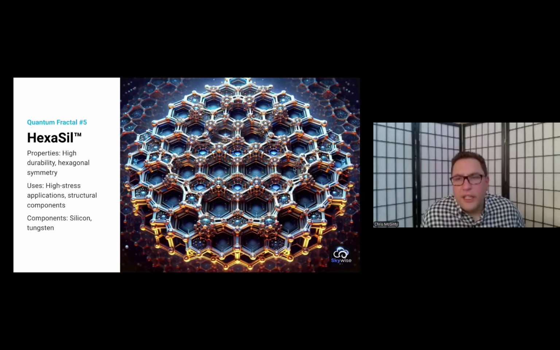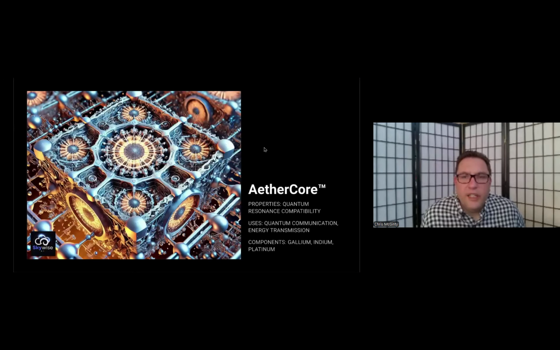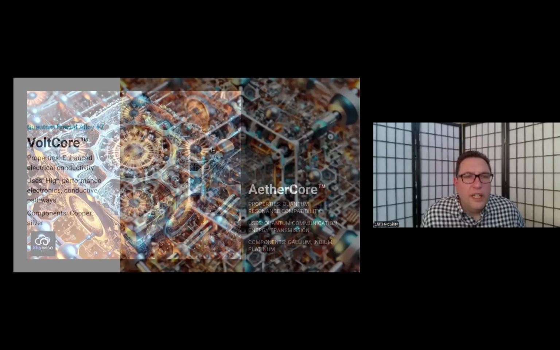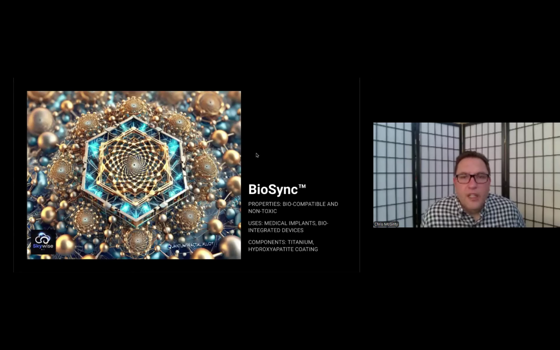EtherCore, this one is gallium, indium, and platinum that goes into this. This will be used for quantum communication, and it helps with quantum resonance, which is something that's going to be important later with the larger 6G networks. Volt core, again, this is copper and silver, but this is for high performance electronics. And again, a lot of the self-similar fractaling and structures inside of it are what really give it the quantum fractal properties.